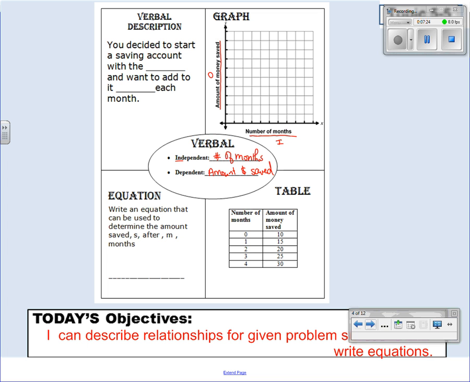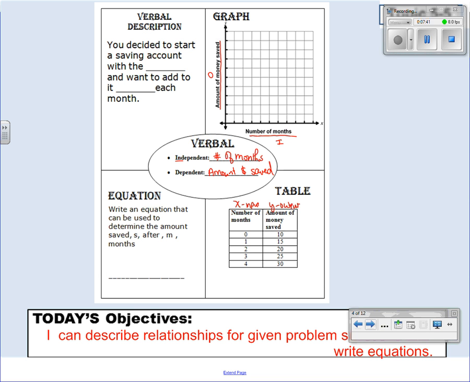You can also look at our table. Our table also gives us our X, or our input, and our Y, or our output. We can use this table in order to fill in our graph.